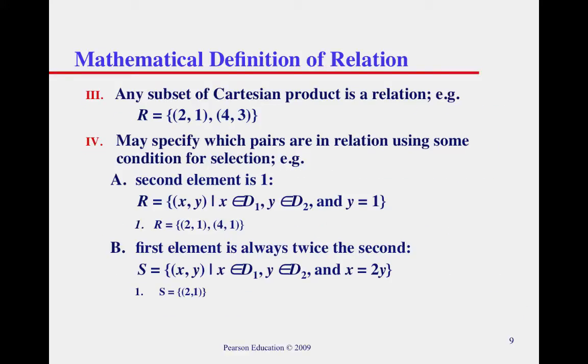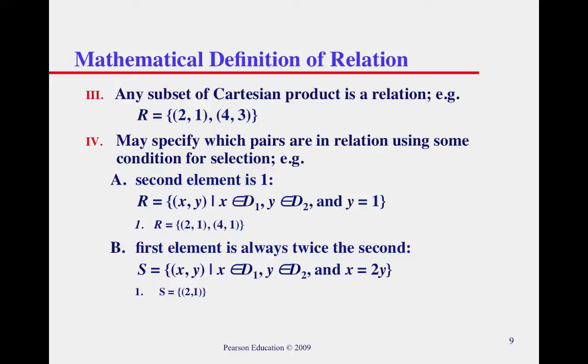And any subset of that Cartesian product is a relation. Now, there are multiple ways to specify that relation. In practice, the way we do it is by simply enumerating the tuples, which is the way we've done it in Roman numeral 3. We simply have enumerated some subset of the possible tuples. That's what we do in practice.